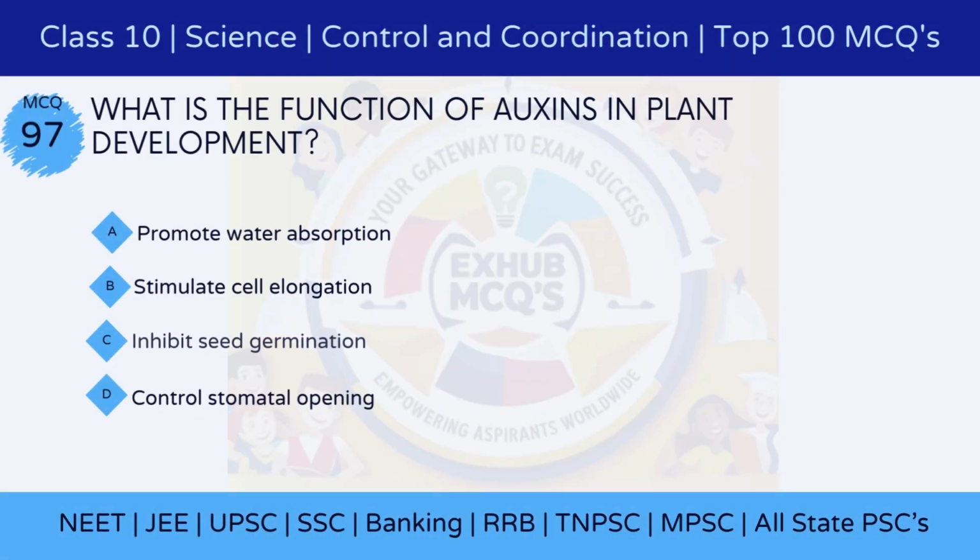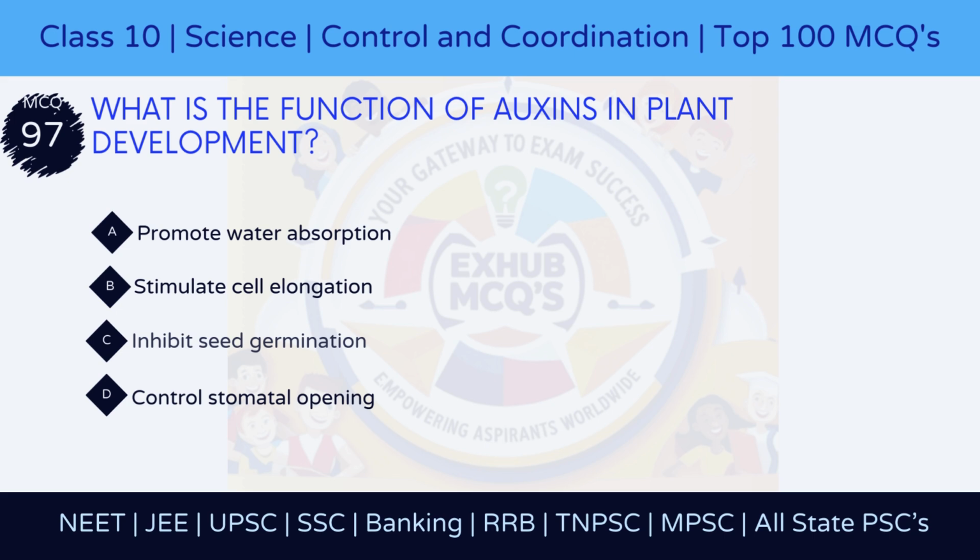MCQ 97. What is the function of auxins in plant development? Option A, promote water absorption. Option B, stimulate cell elongation. Option C, inhibit seed germination. Option D, control stomatal opening.